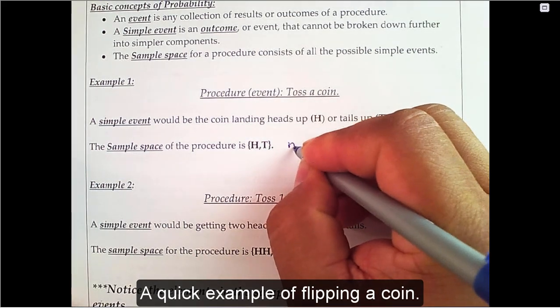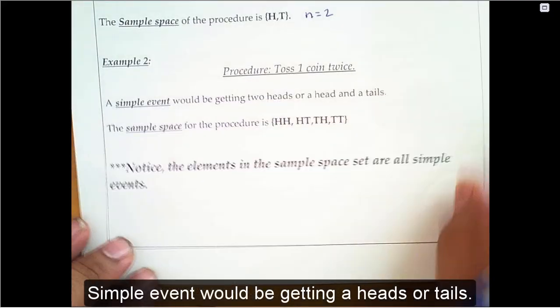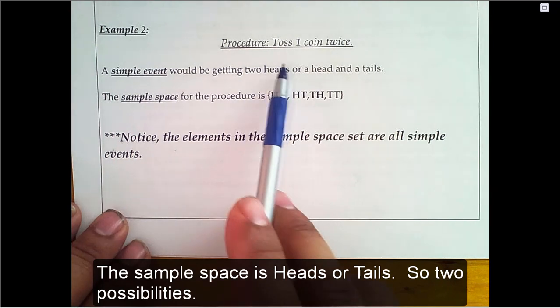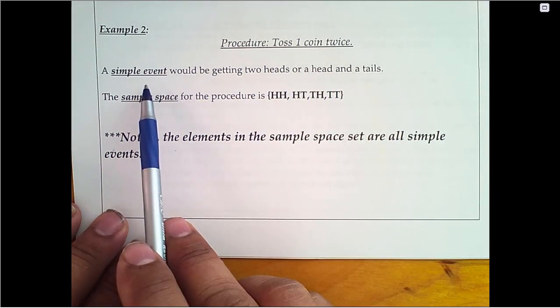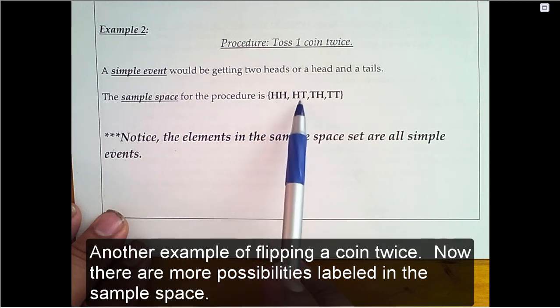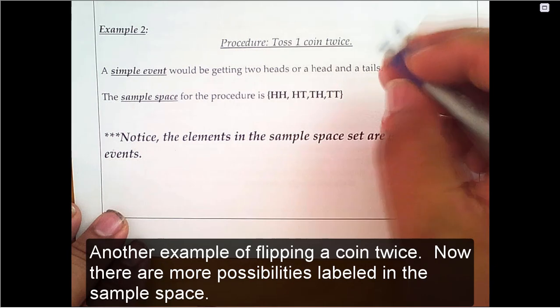A quick example of flipping a coin. Simple event would be getting a heads or tails. The sample space is heads or tails, so two possibilities. Another example of flipping a coin twice. Now there are more possibilities labeled in the sample space.